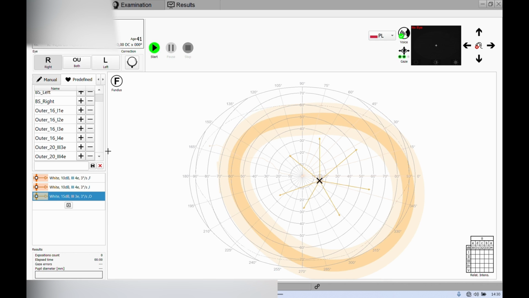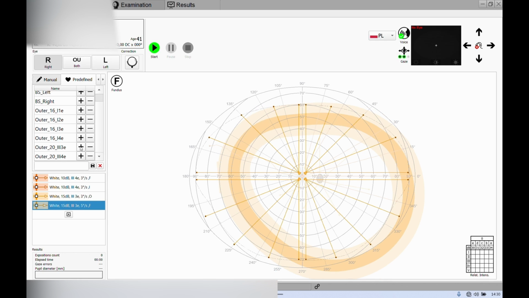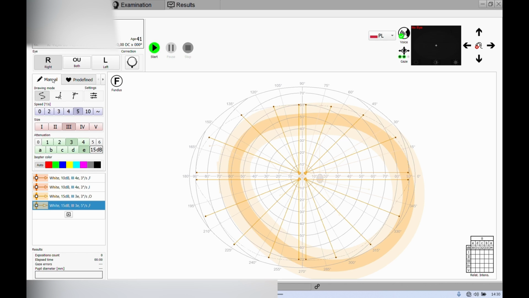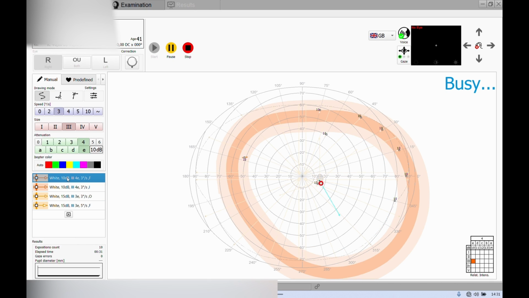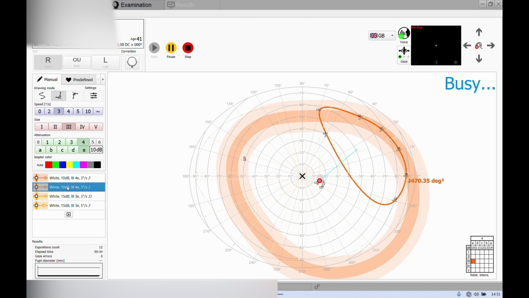But there is a more modern way to do it. There are also predefined programs, so you can create them or you can use the ones that Optopol made. After we start doing the examination, either using the predefined or the manually defined nodes, the machine will do it automatically, and then create the isopters and also measure the area of them. That is very useful for monitoring patients.